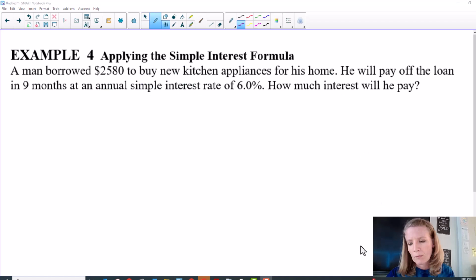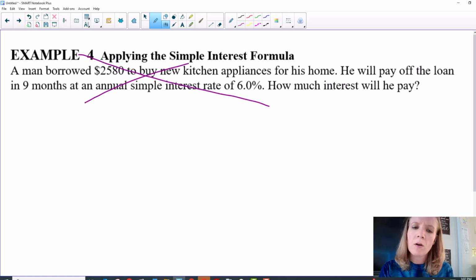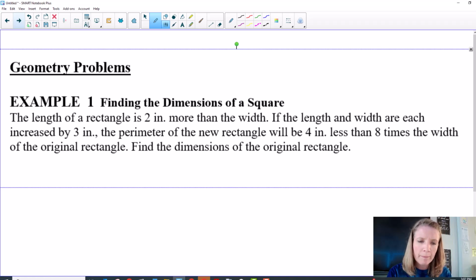All right. Example 4 is applying the simple interest formula. Hold on 2 seconds. I thought I was right. We are skipping this one. This is not in our curriculum, so we're just going to keep going.